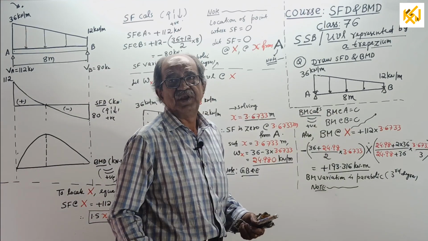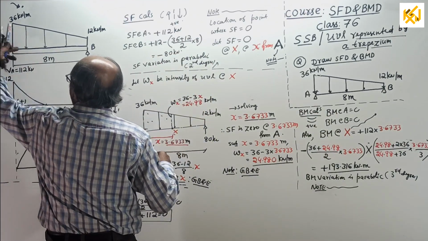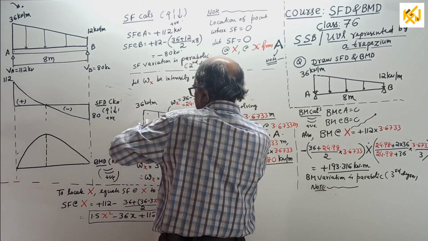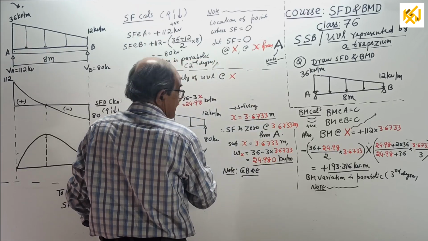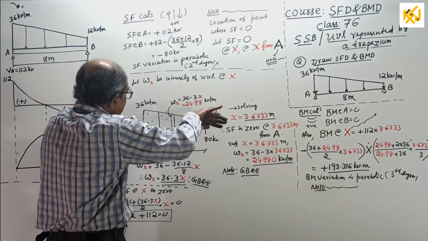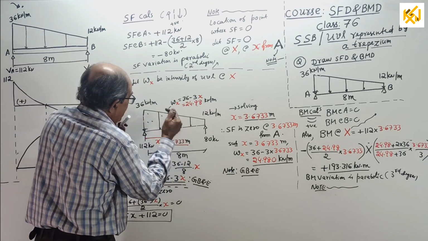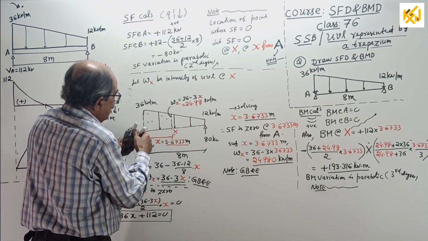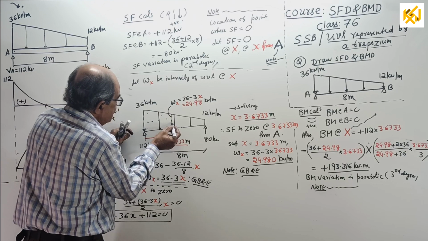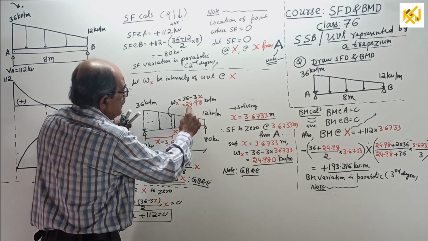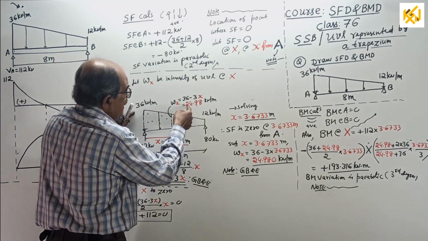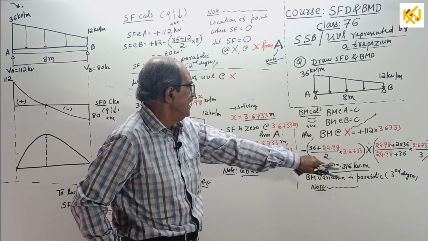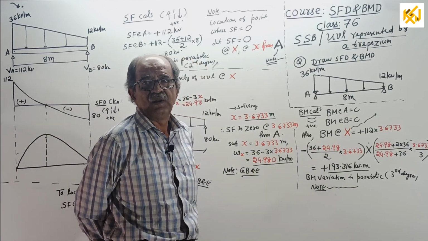Lastly, BM calculation. Start. BM at A, 0. BM at B, 0. Also, BM at the point x. See here: plus 112 into 3.6733, positive, minus the moment of this load about this point. (36 plus 24.98) divided by 2 into this distance will give the total load. It will pass somewhere here. So into this distance, from here I want (24.98 plus twice of 36) divided by (24.98 plus 36) into 3.6733 divided by 3. I wrote there, plus 193.316 kilonewton meter will come.